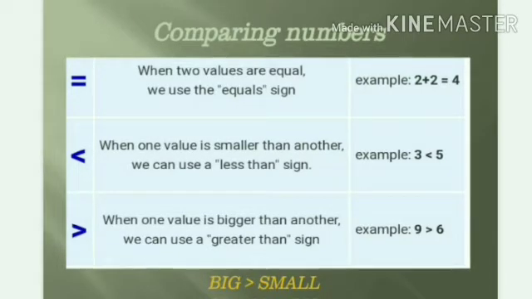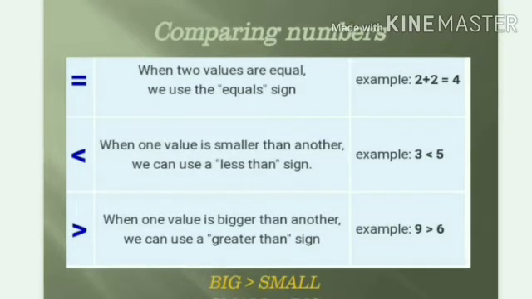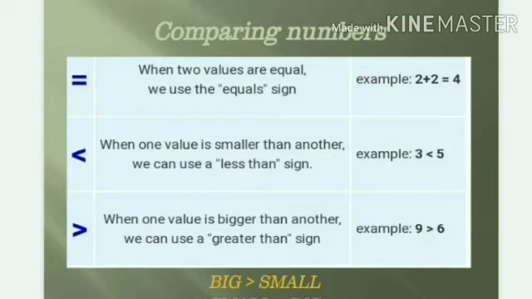Next symbol. When one value is smaller than another, we can use the lesser sign, like 3 is smaller than 5, so you will put a lesser sign. Next, the greater sign. When one value is greater than another, you can use a greater sign, like number 9 is greater than 6, so you will put a greater sign.